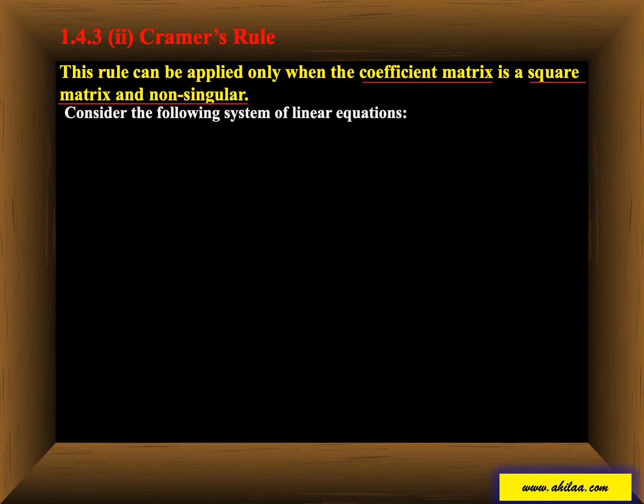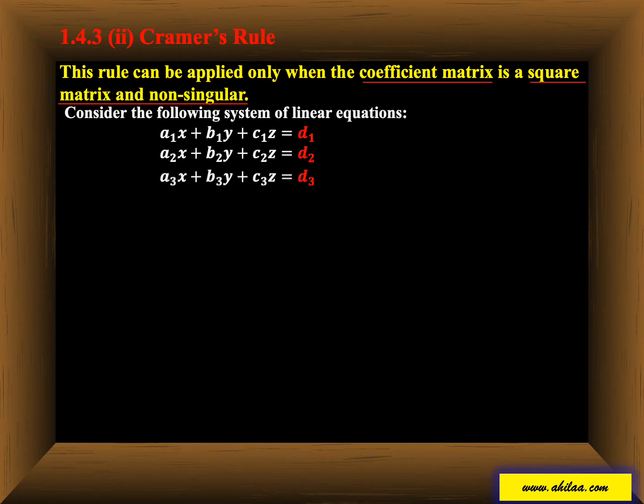Now consider the following system of linear equations. First equation, a1x plus b1y plus c1z equal to d1. a2x plus b2y plus c2z equal to d2. Similarly, a3x plus b3y plus c3z equal to d3. Now, these are three linear equations with three variables x, y, z. The right hand side constants are d1, d2, d3. I have given red color with a purpose.